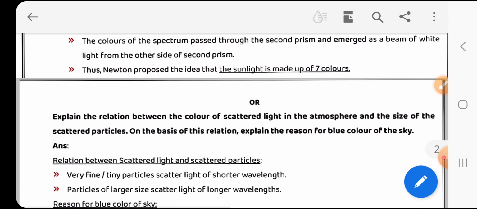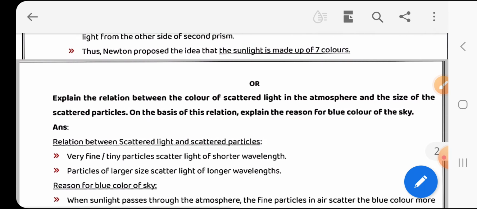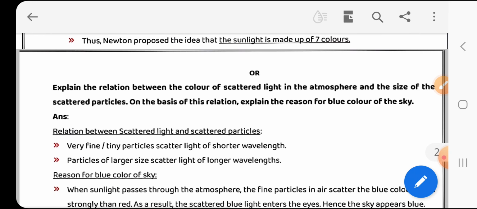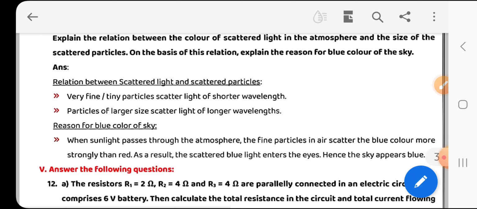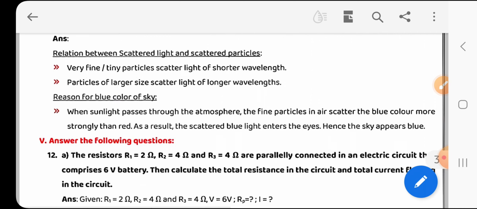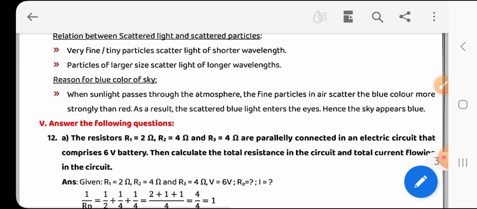Another option is there. Explain the relation between the color of scattered light in the atmosphere and the size of the scattering particles. On the basis of the relation, explain the reason for the blue color of the sky. Relation between scattered light and scattering particles: tiny particles scatter light of shorter wavelength, particles of larger size scatter light of longer wavelengths. Reason for blue color of sky: when sunlight passes through the atmosphere, the fine particles in the air scatter the blue color more strongly than red. As a result, that scattered blue light enters the eyes, hence the sky appears blue.